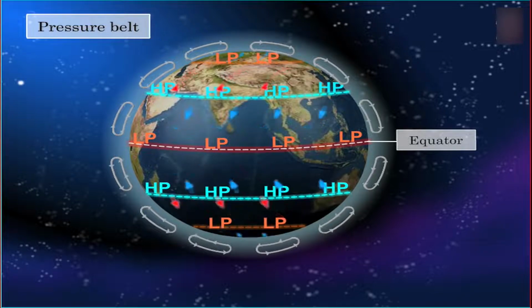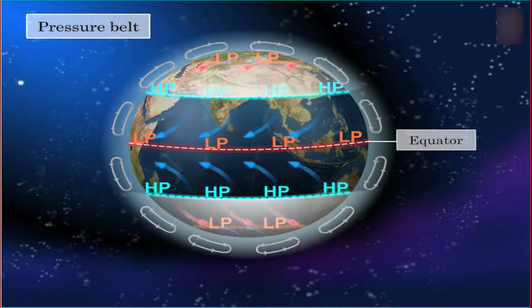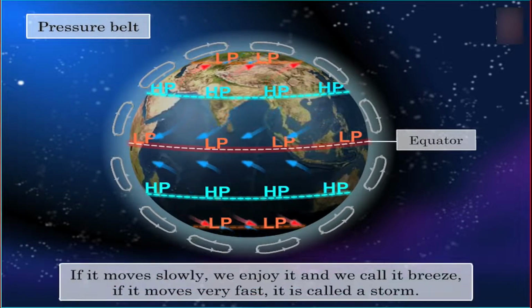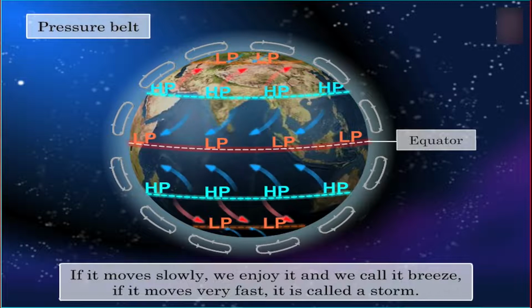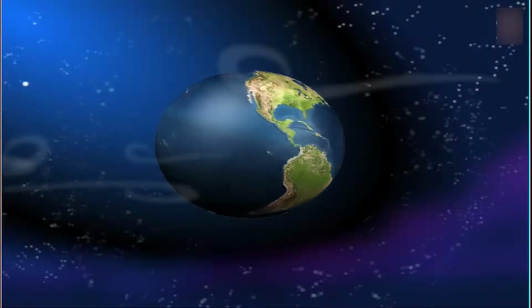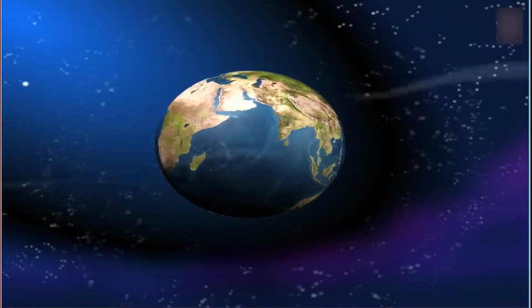The belts tend to move with the seasons, towards the equator in winter and towards the poles in summer. If wind moves slowly, we enjoy it and call it a breeze. If it moves very fast, it is called a storm. You know that winds are moving all over the world.